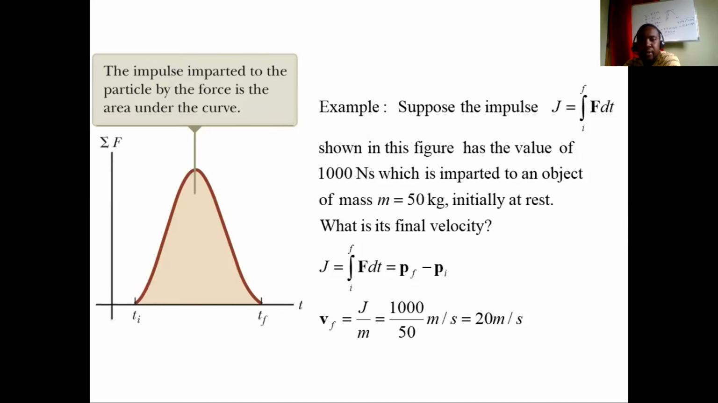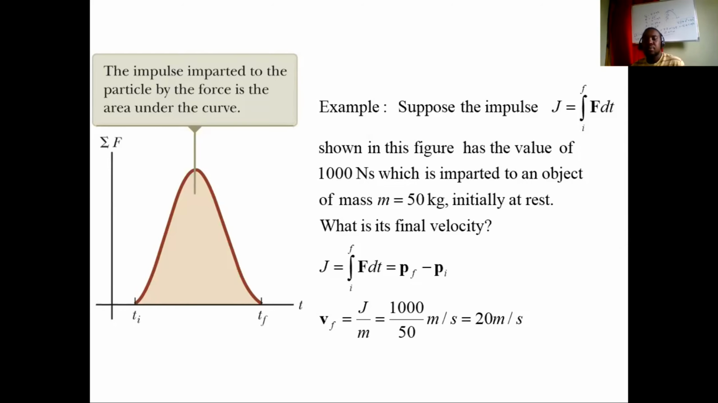All right, so example here, suppose the impulse J is equal to the integration of F dt, shown in this figure as a value of 1000 Newton seconds. So the impulse is 1000 Newton seconds, which is imparted to an object of mass 50 kilograms, initially at rest. What is its final velocity? So we know that J is the change in momentum, right? So the J is given, which is 1000, right? We know the mass, which is 50.